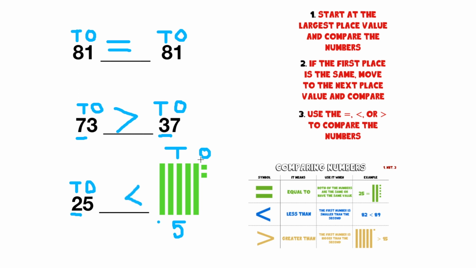And just to double check to see what this number is, I already saw that I have 5 tens and I'm going to count on by my ones. So I have 10, 20, 30, 40, 50, 51, 52. So I have 52. So that is correct. 25 is less than 52.